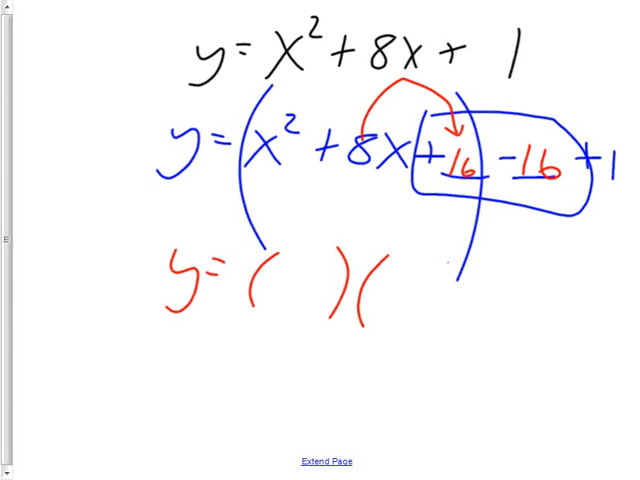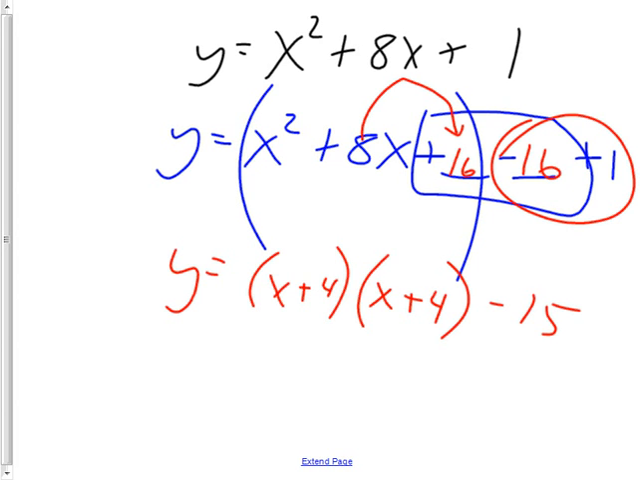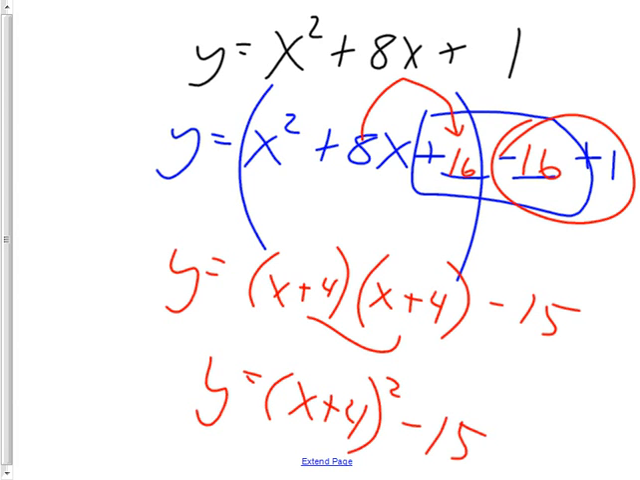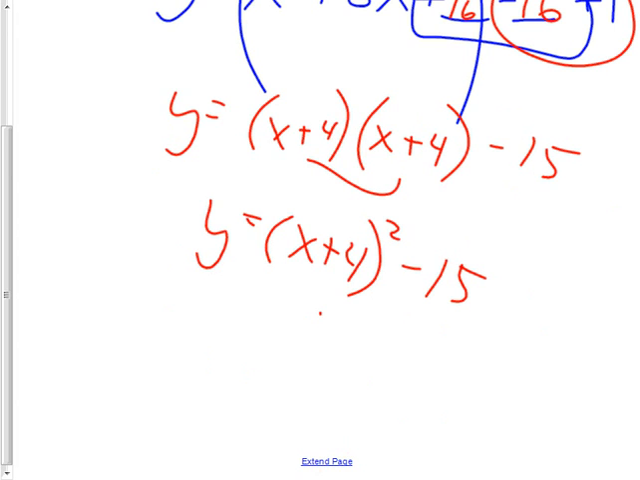Now, this part right here would be x plus 4 and x plus 4. And this part right here would be minus 15. And then I can just put these guys together and say y equals x plus 4 quantity squared minus 15. And doesn't that look like vertex now? Because here's the vertex. Can you get that?